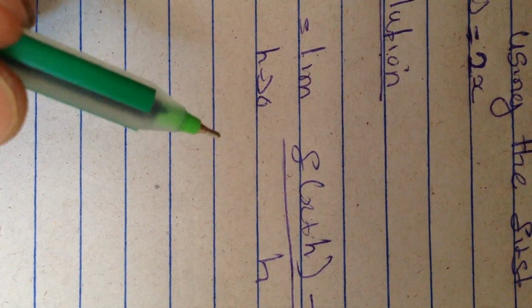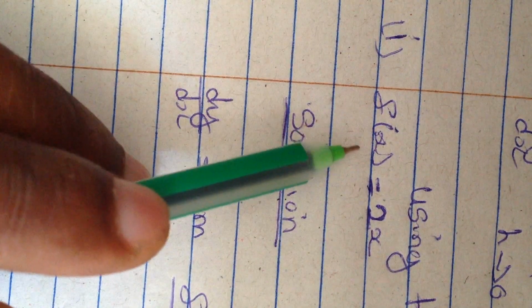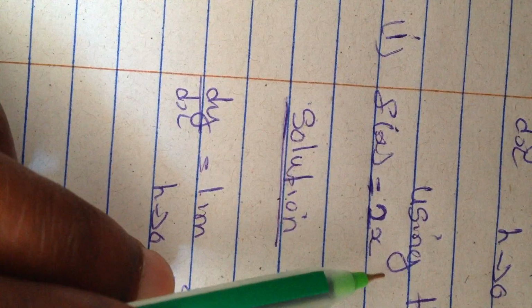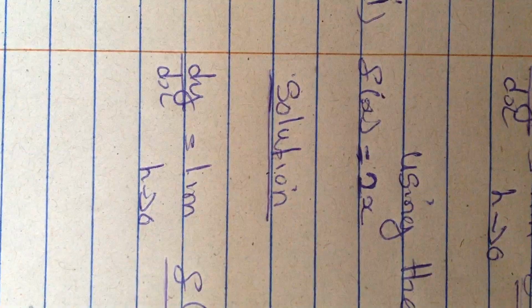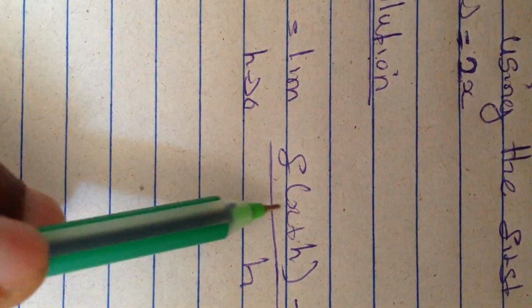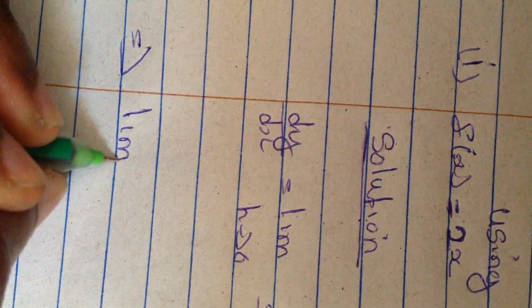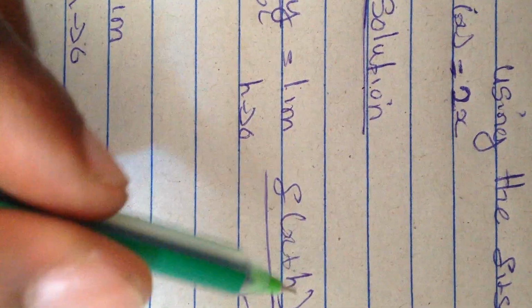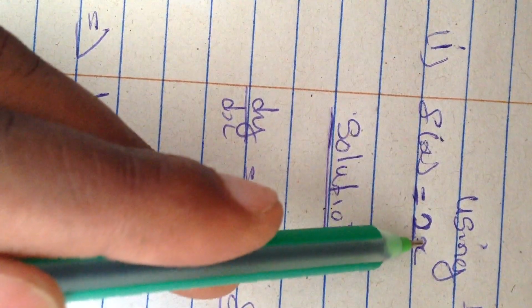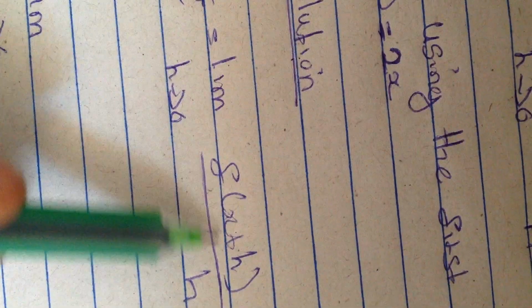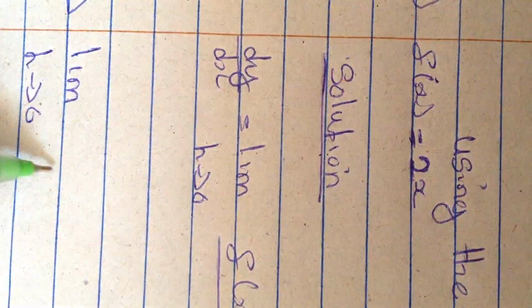Okay, so we come back to our question. Our question says that we're supposed to do what? To solve using the first principle. Using the first principle, we're supposed to differentiate the f of x equals 2x. So where there is x, we substitute with what? With x plus h. So I won't be repeating the same thing, dy dx will be equal to the lim as h approaches 0. Where there is x in the question, we substitute with x plus h.